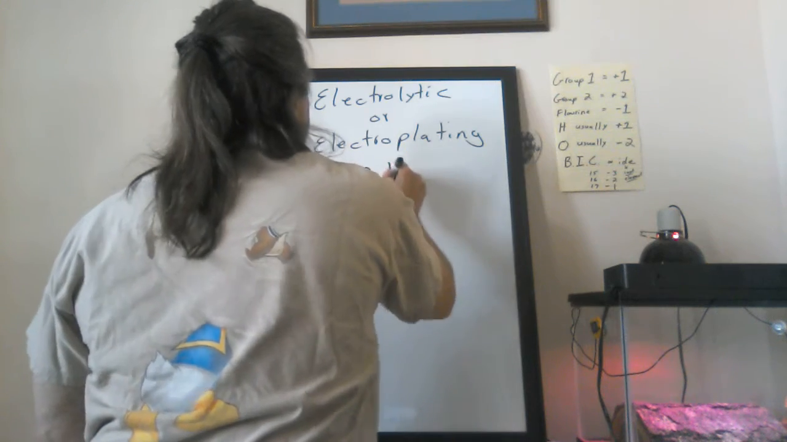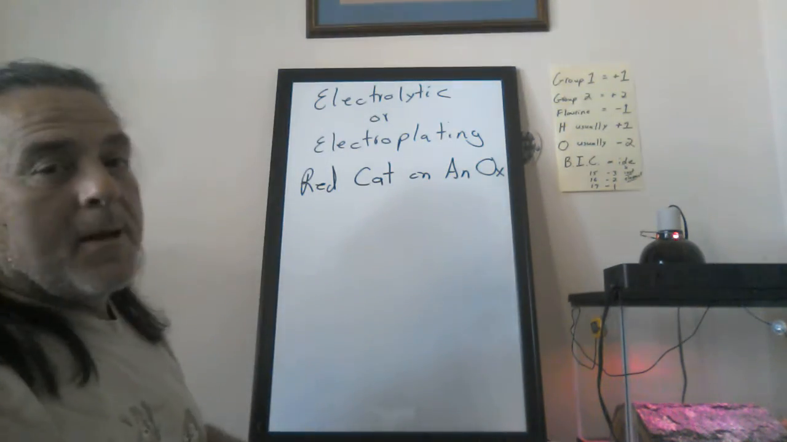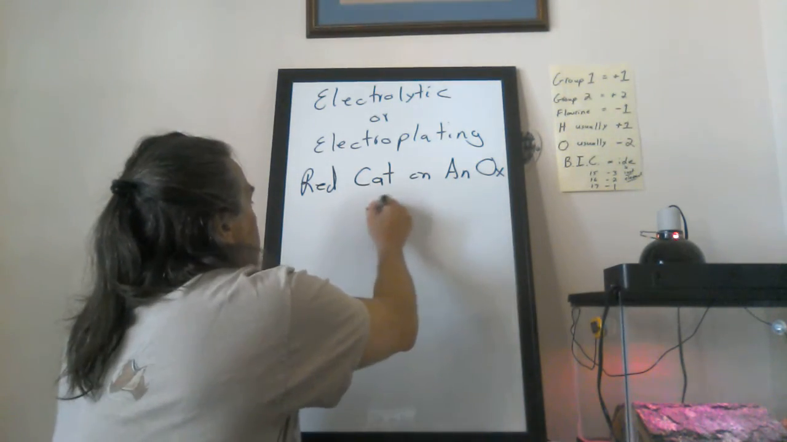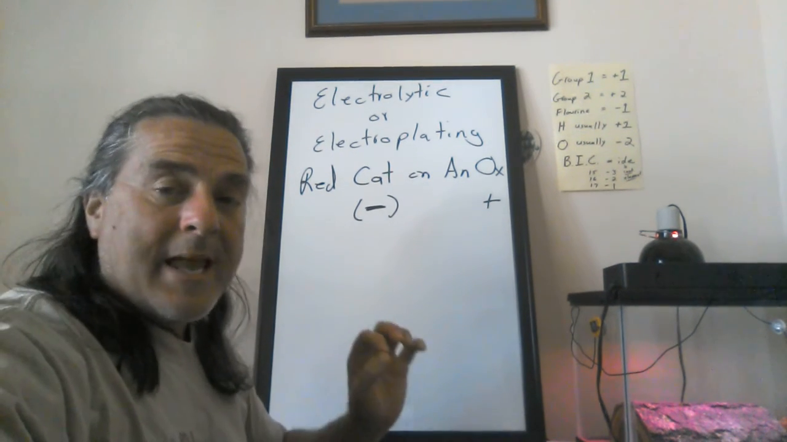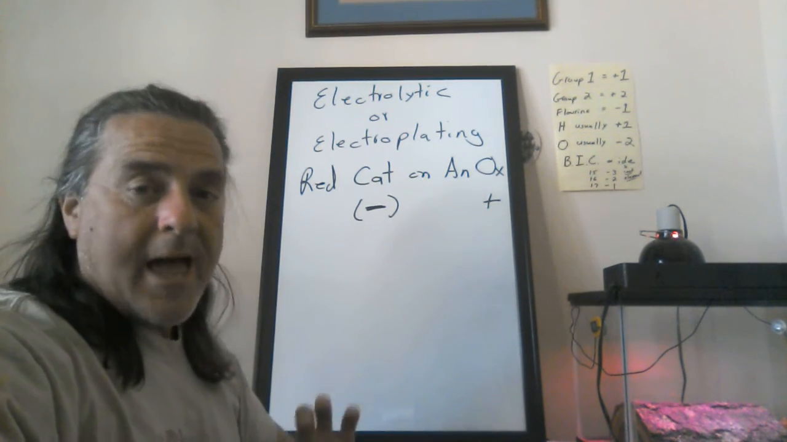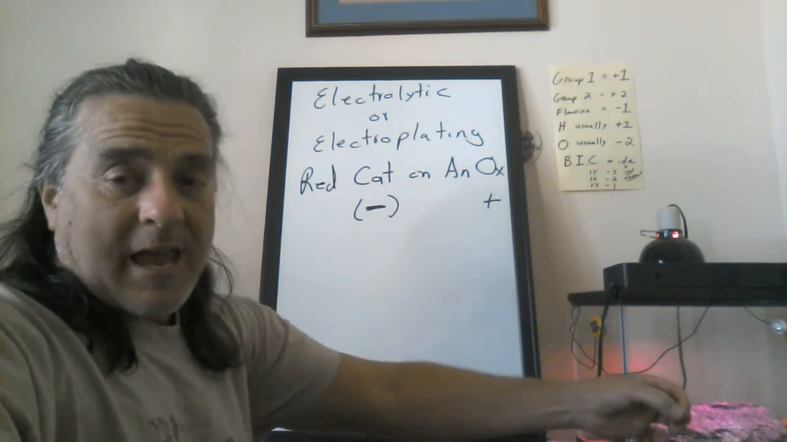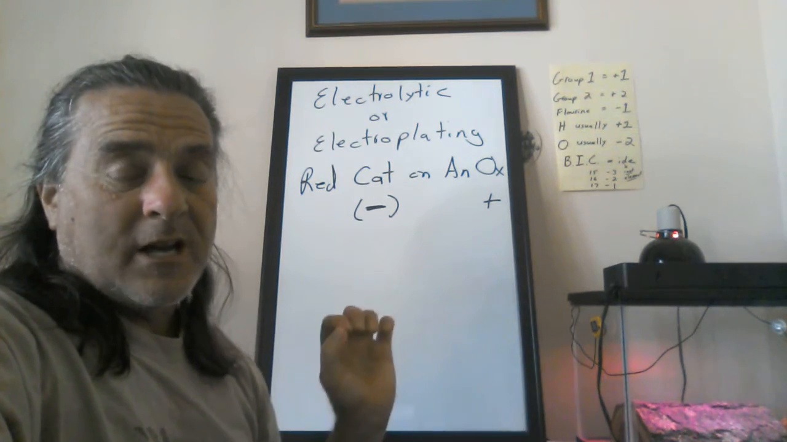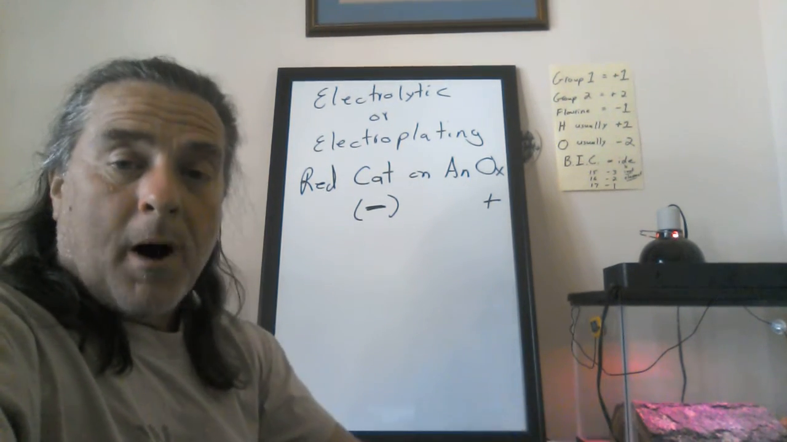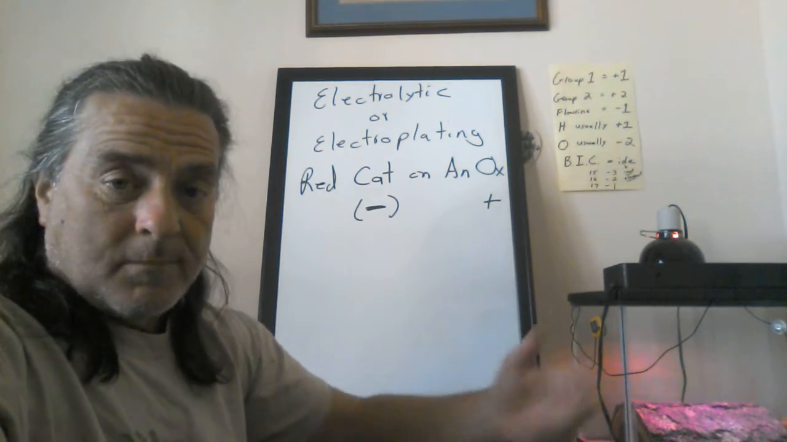Red, cat, an, ox. It's reduction, cathode, anode, oxidation, but this time the cathode is negative and the anode is positive. That's because when we connect the negative of the battery, we connect anode to cathode. But in the battery, the anode is negative. We're connecting it to the cathode and making that cathode negative, forcing it to be negative, right? Pushing the electron. The battery is an electron pump, like your heart pumps blood around your body. The battery pumps electrons through a system.